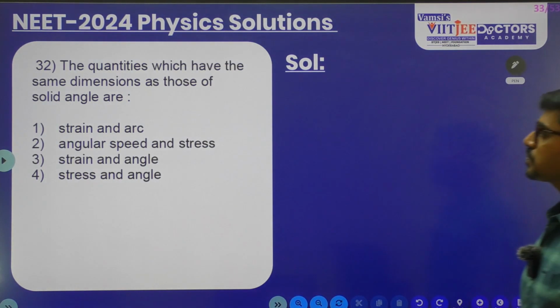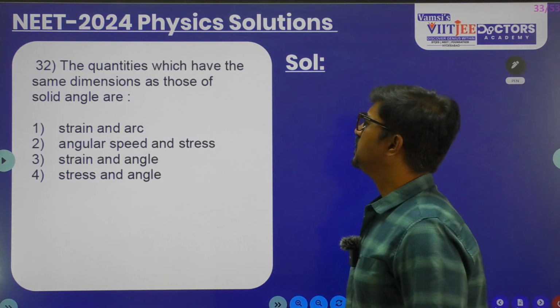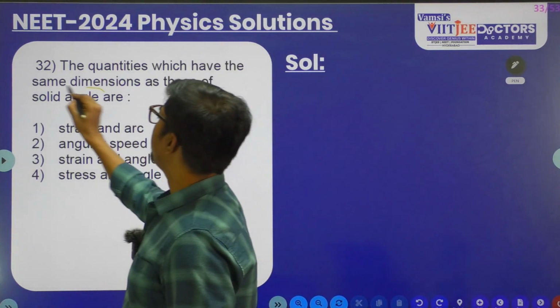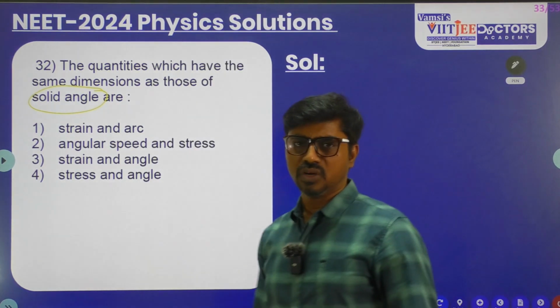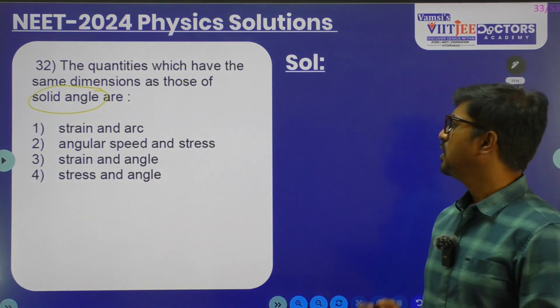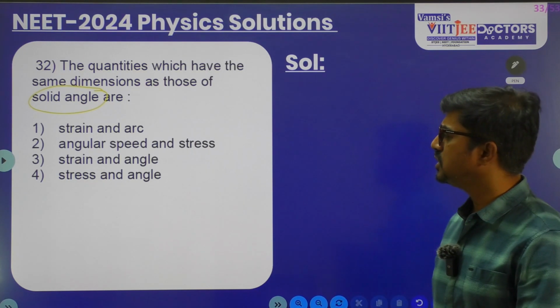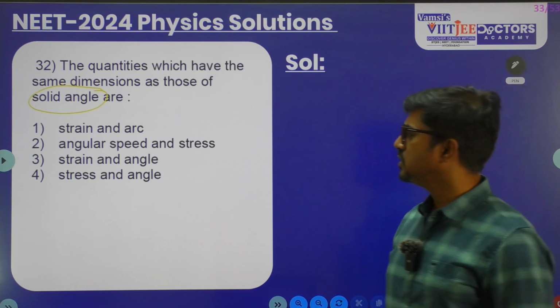Okay, then next. The quantities which have the same dimensions as those of the solid angle are. Solid angle is a supplementary quantity. Supplementary quantities, they don't have dimensions. Right. Along with solid angle, you have plane angle also. That is also supplementary quantity. That will not have dimensions.